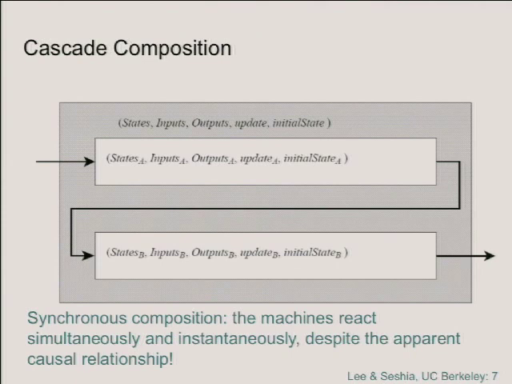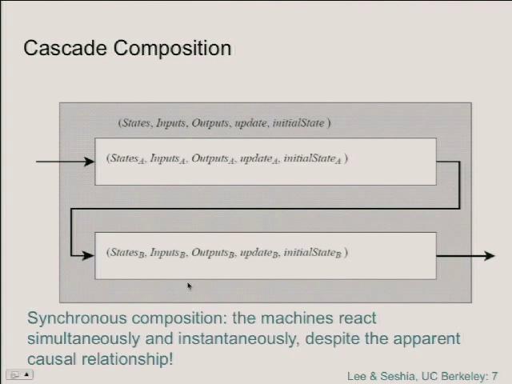Okay? We're going to look at the subtleties that can arise from an abstraction that is actually a very clean abstraction with a very clean mathematical foundation that says, yeah, they're reacting simultaneously and instantaneously, even though there's a causal relationship between their reactions. Okay, so let's look at a specific example of a cascade composition. So here's a very simple cascade of two state machines.